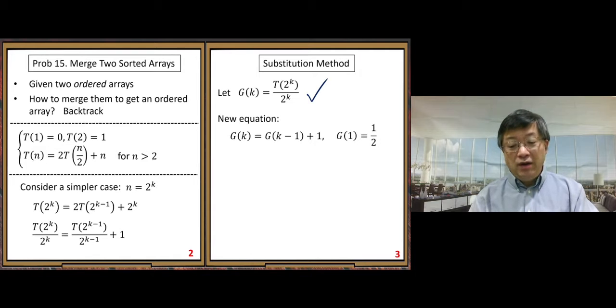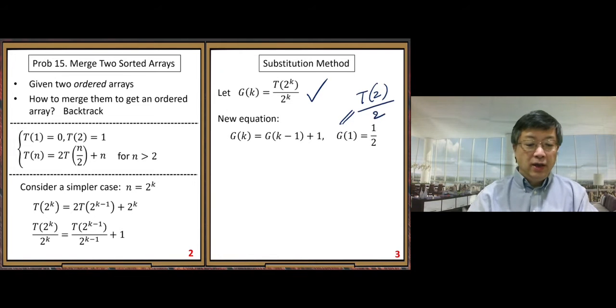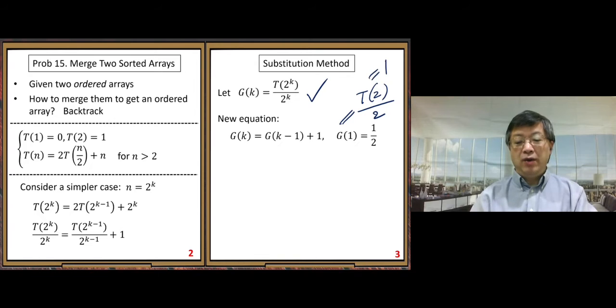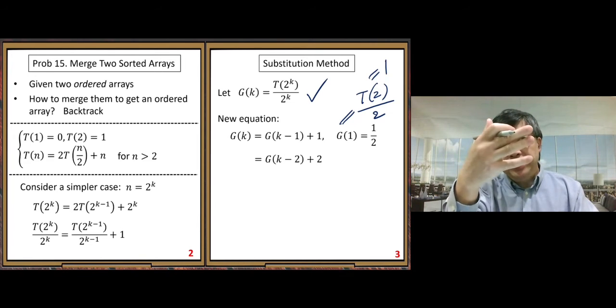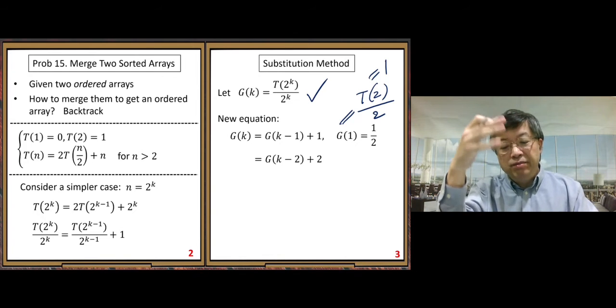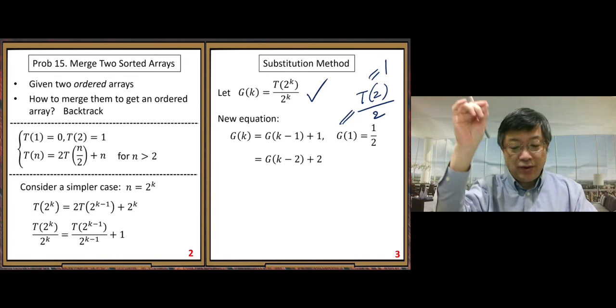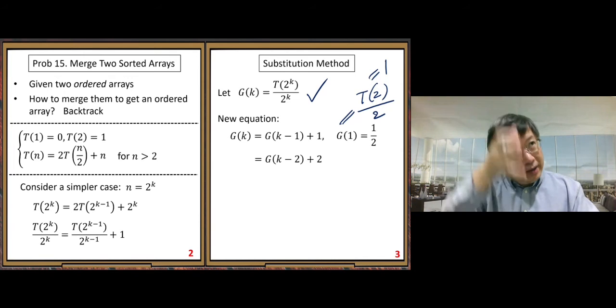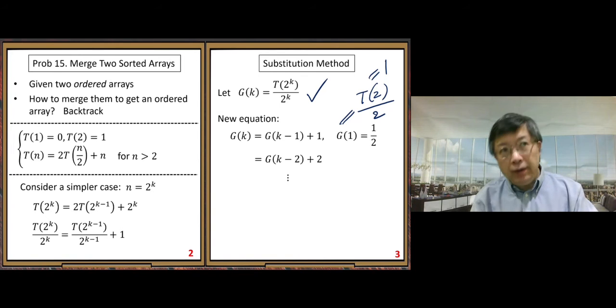And we know g of 1 equals 1/2. Why 1/2, you may ask? You plug in k equals 1, which gives T of 2 over 2, right? But T of 2 equals 1. So that's why 1/2. Now we do another iteration: g of k minus 2 plus 2, because 1 plus 1 is 2. And we keep doing this, all the way down to the bottom.